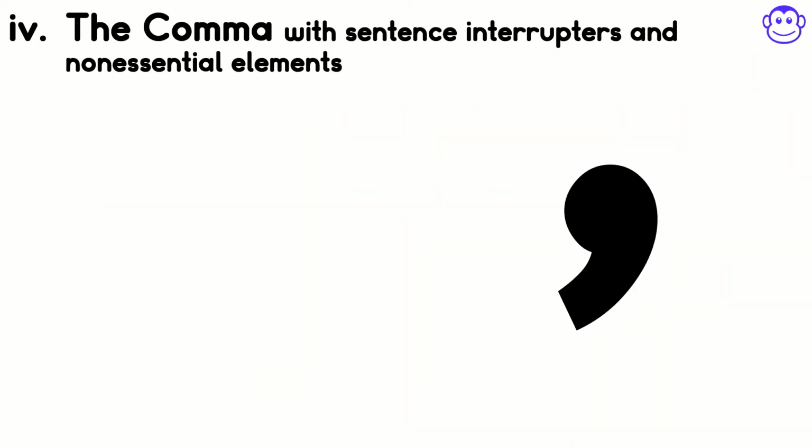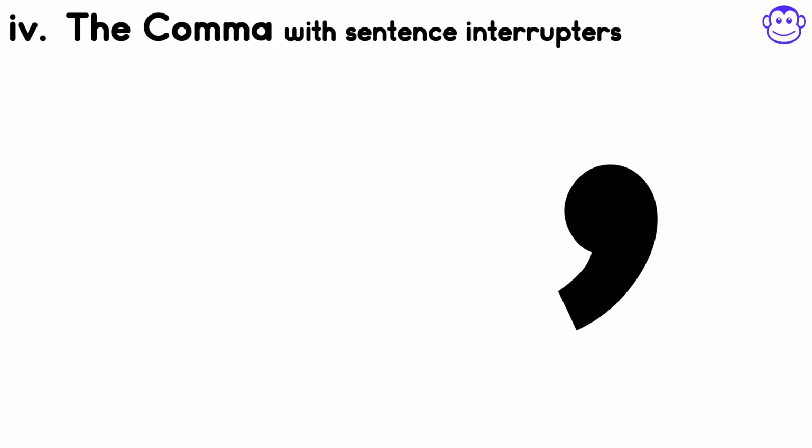This is the final video in a 4-part video series about comma usage. In this video, we are going to look specifically at the use of commas with sentence interrupters and non-essential elements. A sentence interrupter is any word, phrase, or clause that breaks the flow of a sentence, and a non-essential element is any word, phrase, or clause that could be removed without altering the message of a sentence.